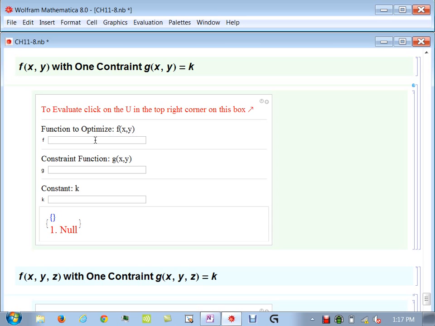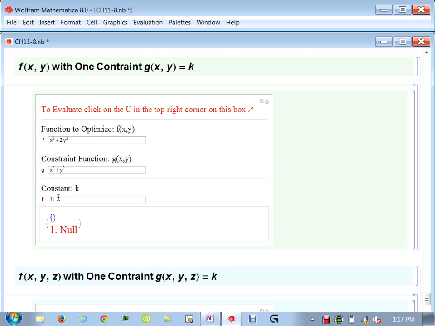So for example, what's the function that we just had? It was x squared plus 2y squared, right? That was f. Then you come down here. Yes, I want to enable. What was the g constraint? It was x squared plus y squared. I'm referring to the first example from 11.8, right? What was the constraint?